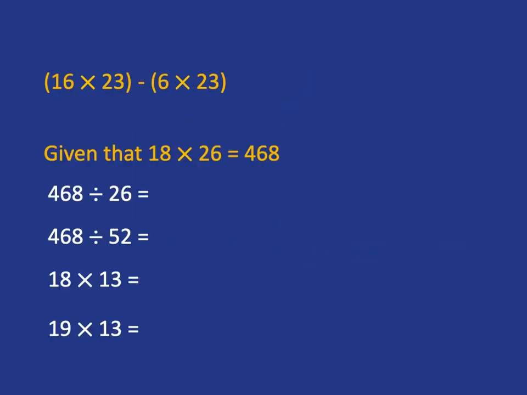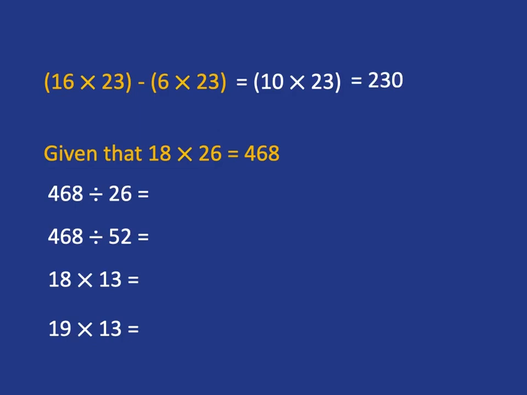A few more examples. If we were trying to do something like 16 times 23 minus 6 times 23, well, we actually can just reverse the distributive law here and see that we've got 16 lots of 23 and we're taking off 6 lots of 23. So what we're going to be left with is 10 lots of 23, and that is going to be 230.